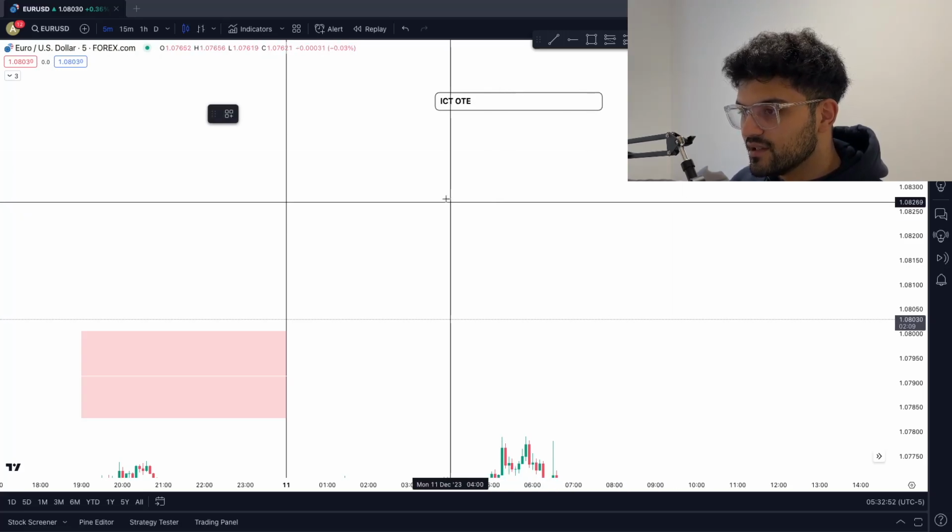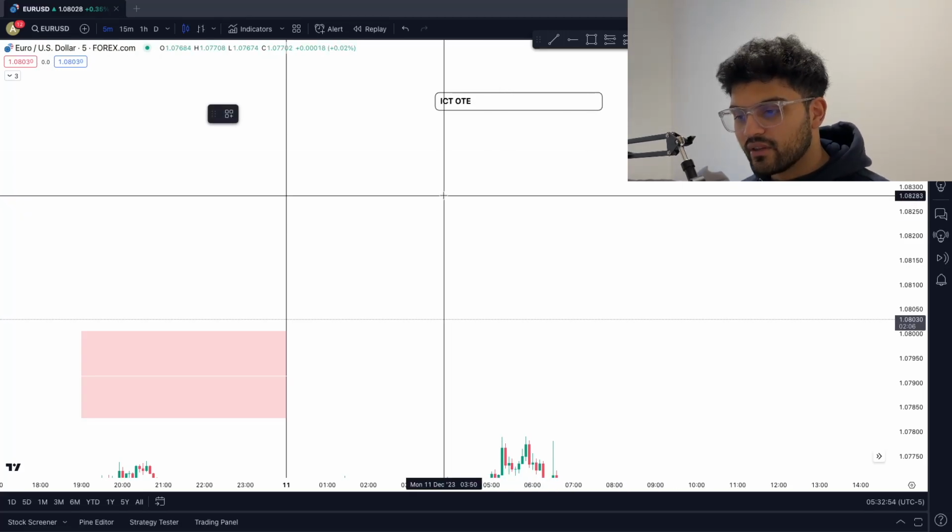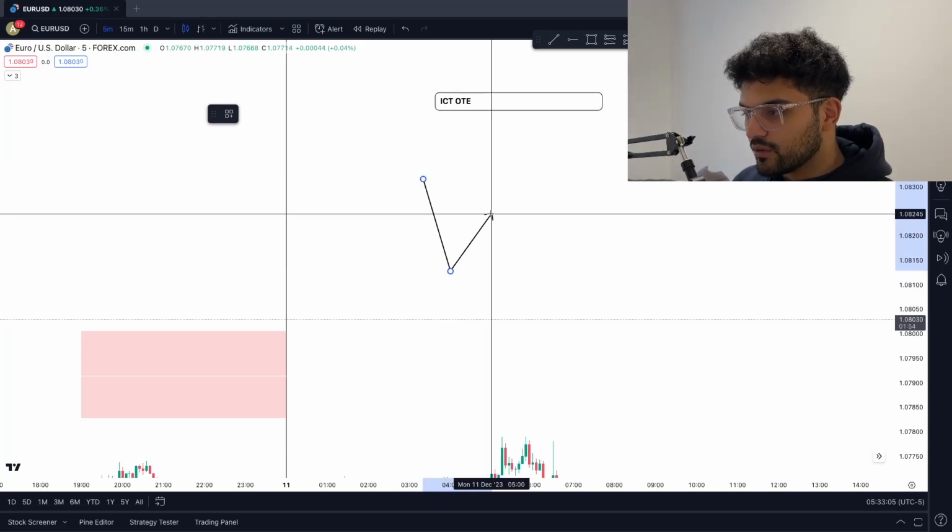In simple terms, the OTE is a retracement. Now there's loads of other things to factor in, like PD arrays, this and that. But in simple terms, it's just a retracement that happens in the New York session. So this is what we are looking for.